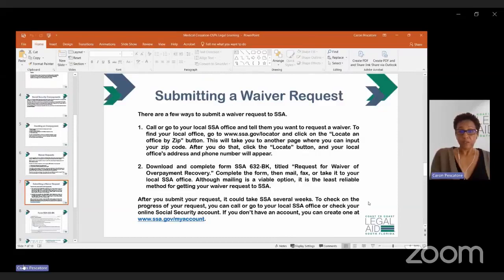After you submit your request, it could take SSA several weeks to process the request. To check on the progress, you can call or go to your local Social Security office, or you can check your online Social Security account. If you don't have an account, you can create one at www.ssa.gov/myaccount.